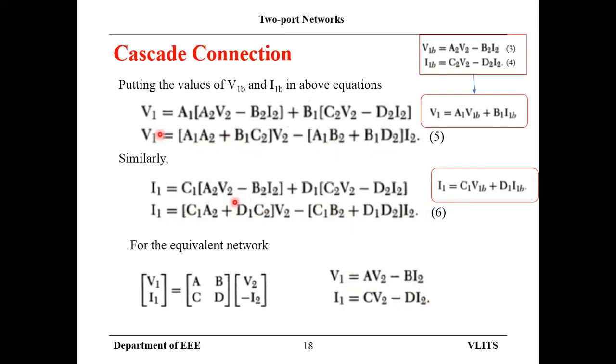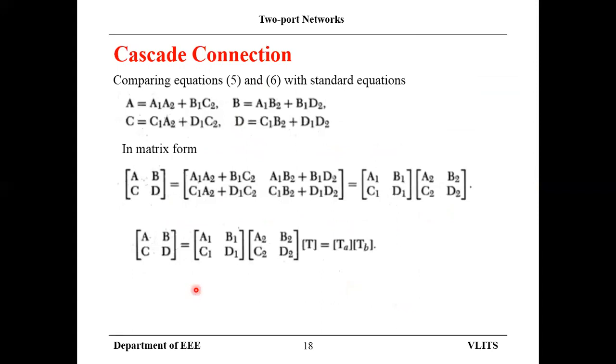So if you write these two equations in the matrix form like this, then you will get [A B; C D] equal to A1A2 plus B1C2, and A1B2 plus B1D2. Similarly, C and D are also found. So which means if you want to find the equivalent network parameters, those are the ABCD parameters.